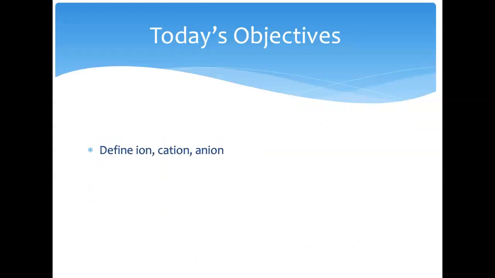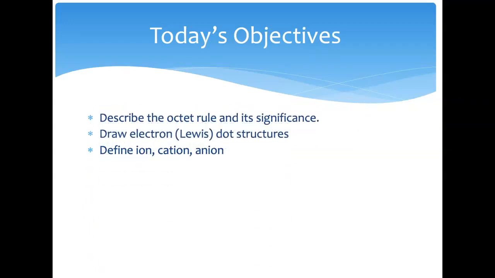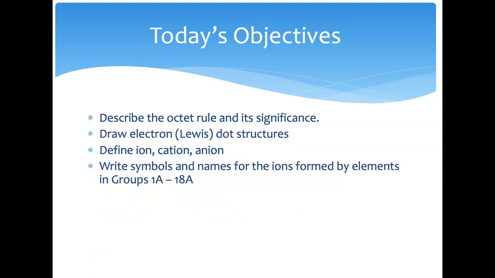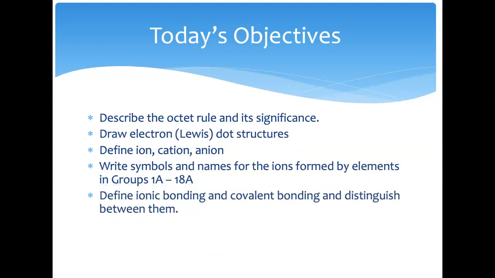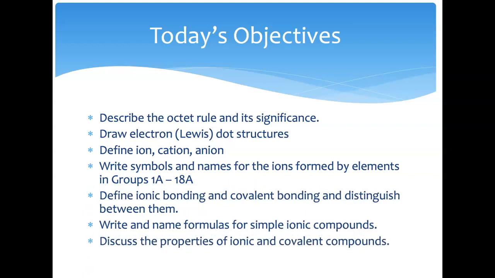All right, so hopefully you feel like we've accomplished everything I'd hoped to do. Hopefully you now know about the octet rule. You can draw Lewis structures. You can define ions, cations, and anions. Hopefully you feel like you can write and name simple ionic compounds, and you can discuss the properties of ionic and covalent compounds. Hopefully you also feel like you can define ionic bonding and covalent bonding, their characteristics, and distinguish between them.